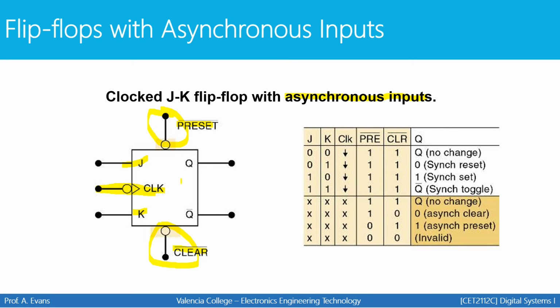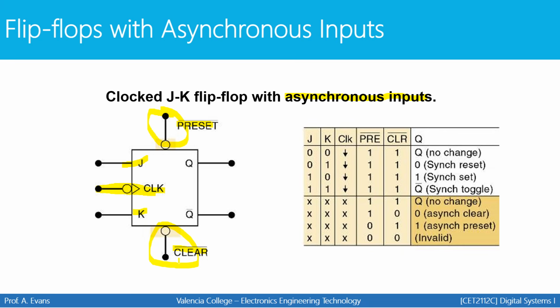Active low. So the preset input is an input that will override the flip-flop. You can force the flip-flop to be high using this input. You can force the flip-flop to be low using the clear input. And this will happen immediately, not when the next clock cycle occurs.